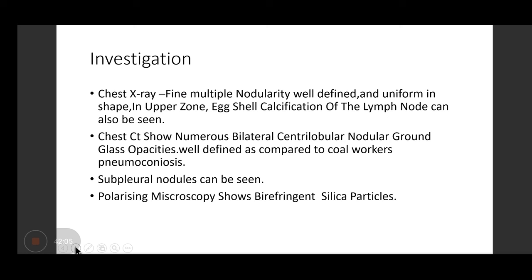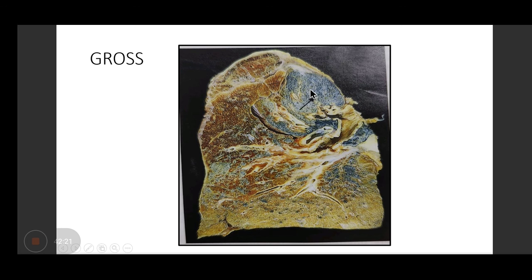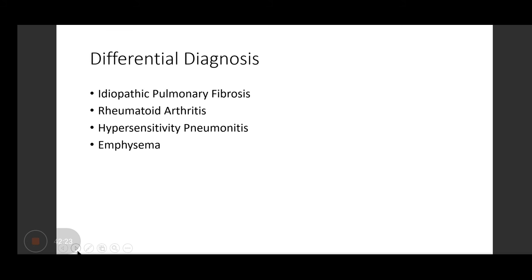With dyspnea and expectoration, radiographs show pleural plaques and the lungs show irregular linear densities in the lower lung. And sometimes when it progresses, it can also give a honeycomb appearance. So the differentials are IPF, rheumatoid arthritis, hypersensitivity pneumonitis, and emphysema.